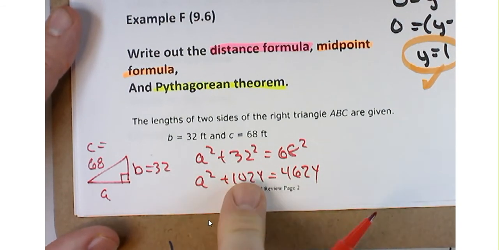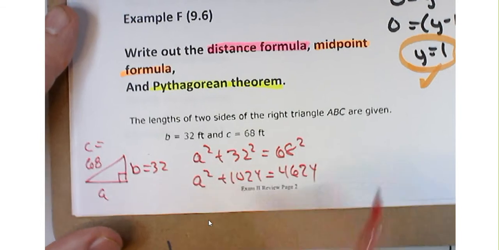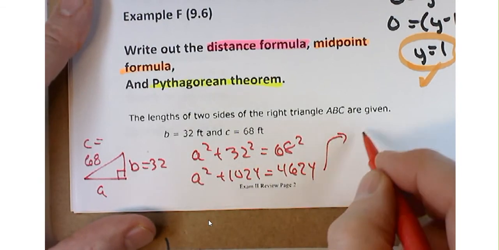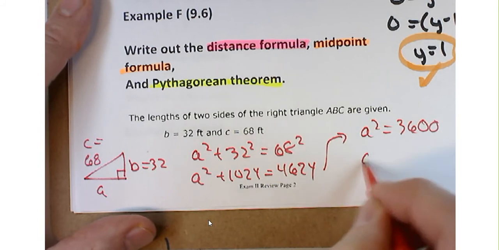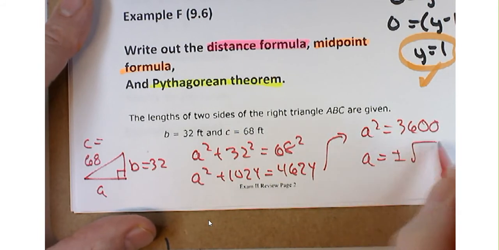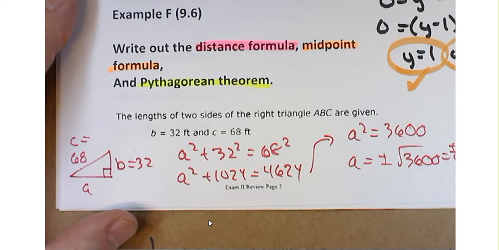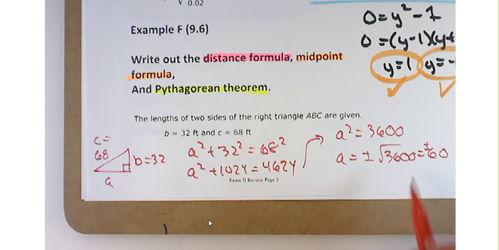If I subtract 1,024 from both sides, I get A squared equals 3,600. A equals plus or minus the square root of 3,600, which is 60, or plus or minus 60. Now, the only reason I put in the plus or minus is because I want to remind you that when you're solving quadratic equations like this, there is a plus or minus. You've got to remember that.